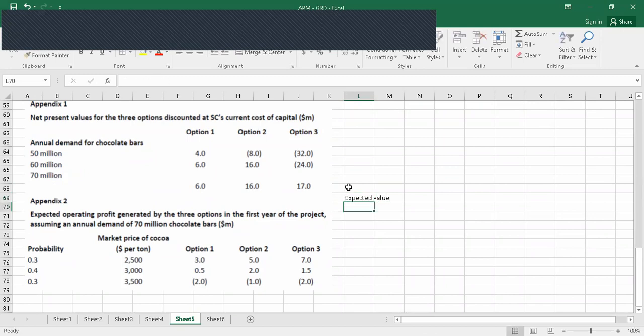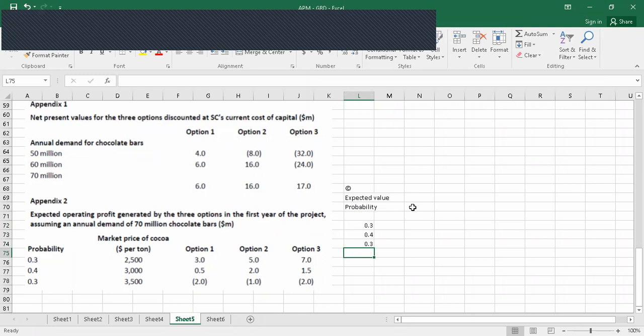Expected value is calculated as the returns multiplied by the probability value. So we have situations given. Option 1, first let's write the probability. There are 3 different probabilities. We see 0.3, then 0.4, then we have 0.3.